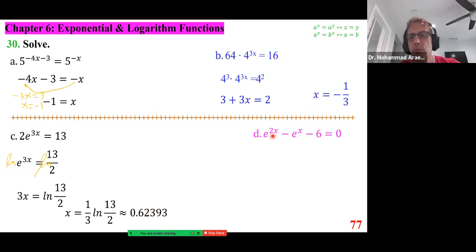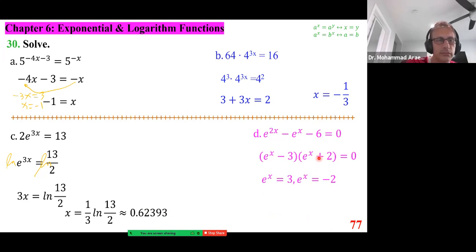Notice this means e to the power of x to the second power. Therefore, you can factor writing e to the power of x. You want 2 numbers, the product is -6, the sum is -1. I hope you realize you can do that. Therefore, e to the power of x is either 3 or -2. E to the power of x equals -2 can't happen. So the first one is the only one that we can work on.